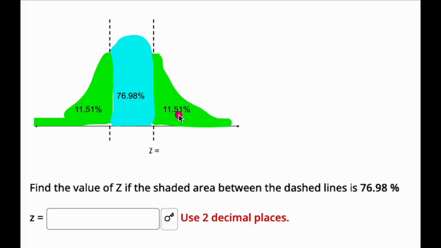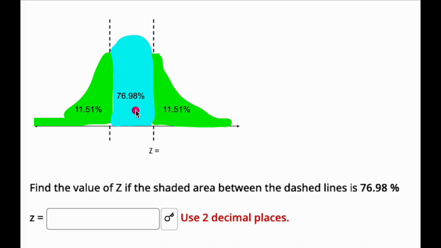So if I know both of these green areas add up to 23.02%, and because the graph is symmetric, I just divide 23.02 to find the one area of the green. So each of these tails on the curve contain 11.5% of the area under the curve. And then when we add them all up, we get 100%. So we want to make sure that we check that.